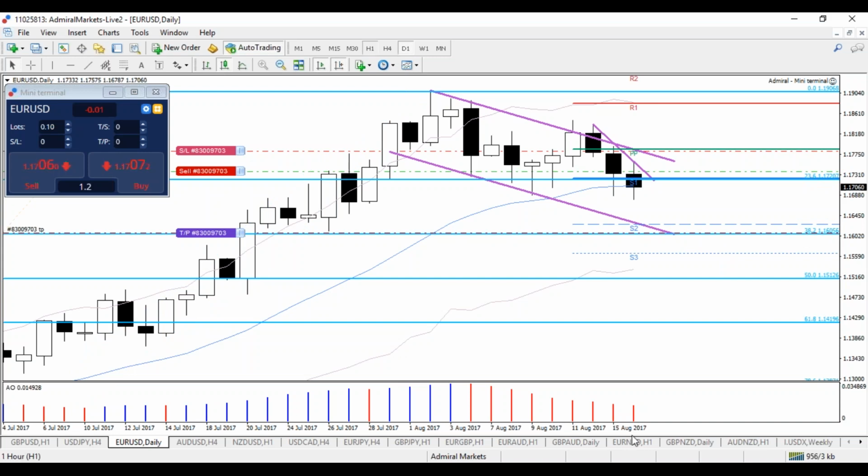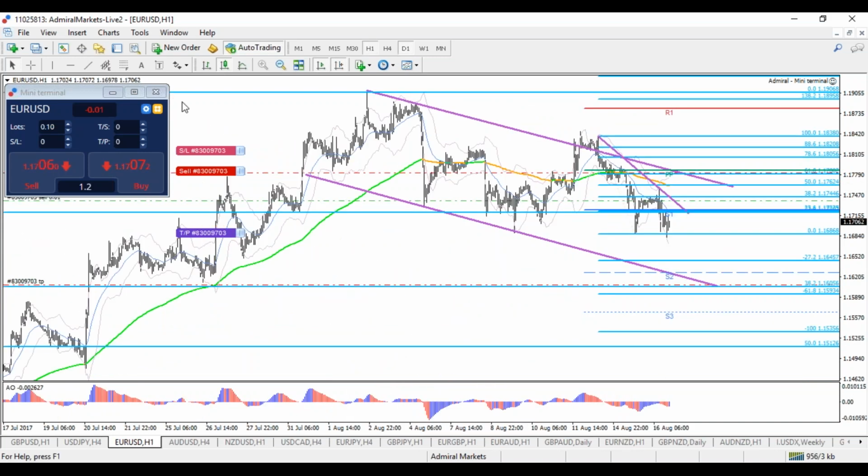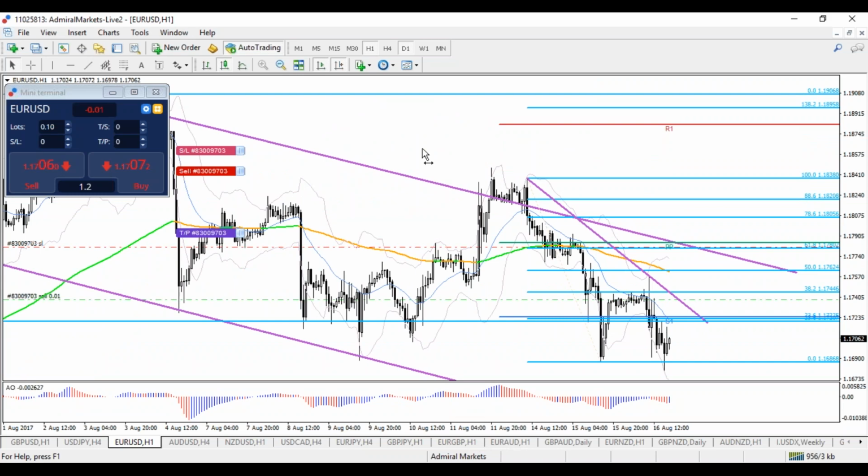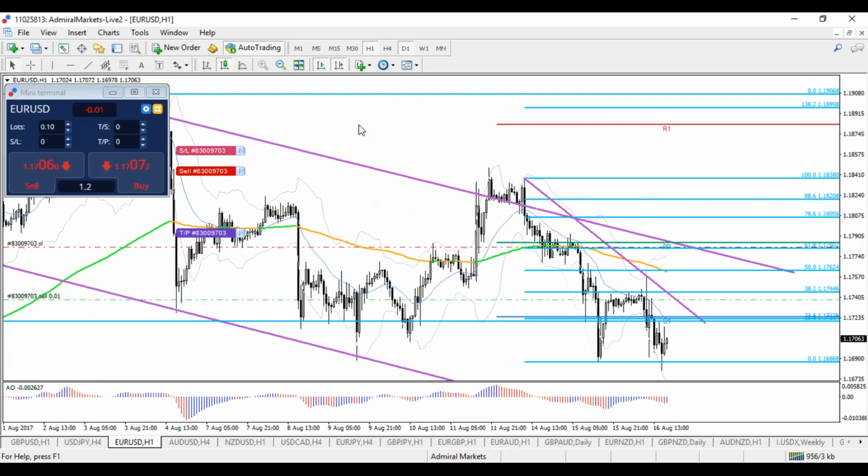All right, so this channel is corrective. Let me get rid of the mini terminal here. It's very useful for trading, but when analyzing, I'm scared you might not see my charts as well. All right, seems not to go away. That's okay.